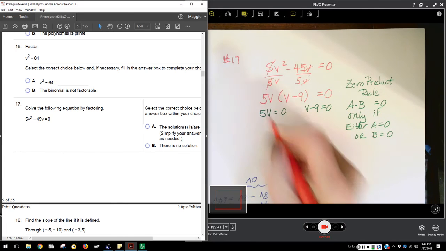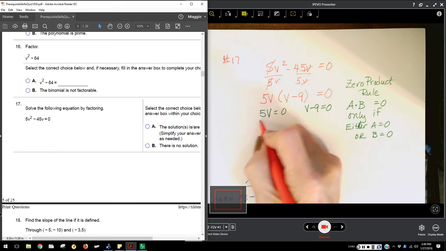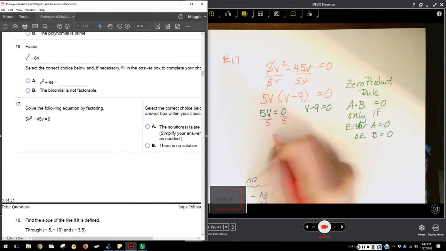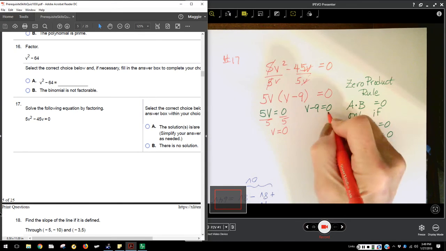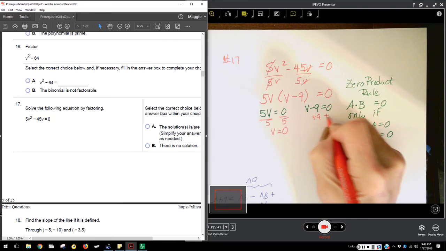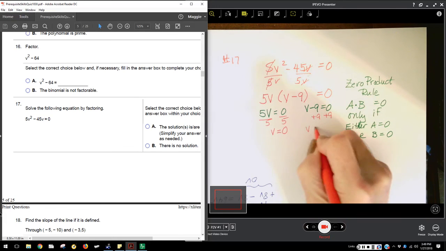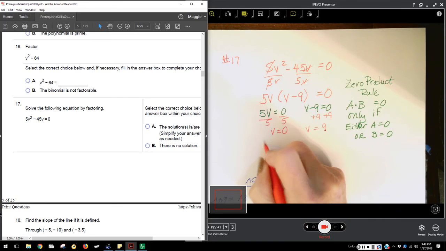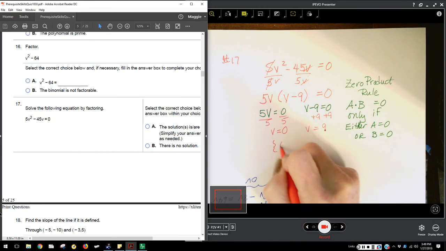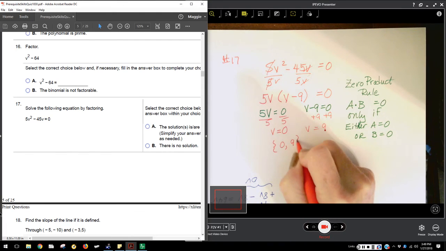Well, if 5v is equal to 0, that means v's got to be 0. Because the only way 5v is going to be 0 is if 5 times 0 is 0. If v minus 9 is equal to 0, that's only going to happen if v is equal to 9. So your two solutions are v equals 0 and v equals 9. And there's your answer.